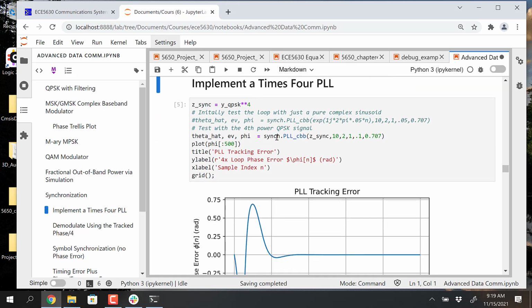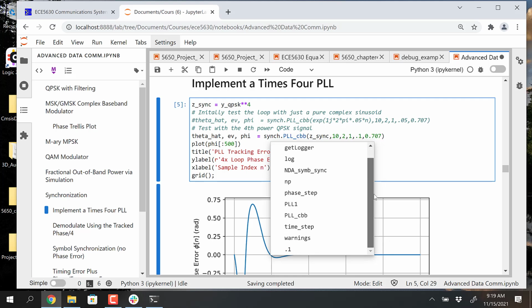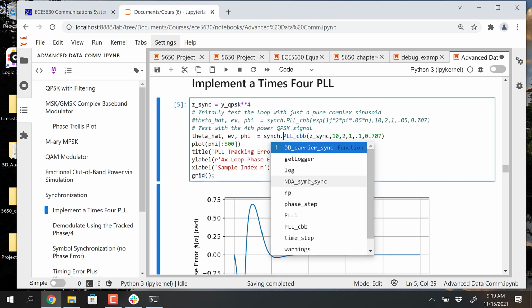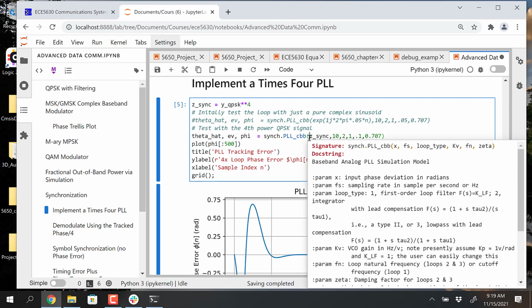So what I did here is I just used some functions that are in the sync module. The sync module does not have a lot of stuff in it, but it's got things we'll be looking at today: a decision-directed carrier sync function, a non-data aided symbol sync, and some basic complex phase lock loops. Right now we're just going to use this complex baseband phase lock loop, which lets me put in a waveform, a sampling rate, decide what type of loop filter I want, and then set some coefficients: the damping factor, the natural frequency, and the gain of the effective voltage controlled oscillator.